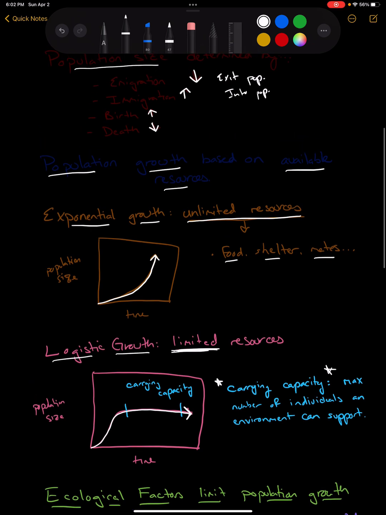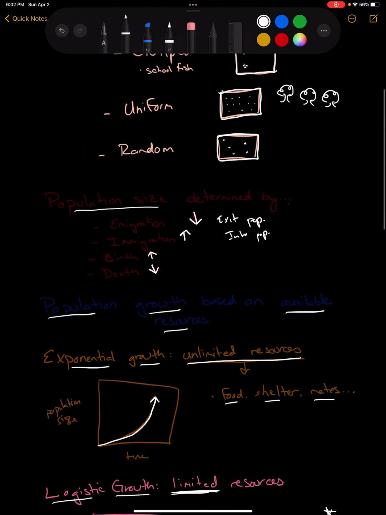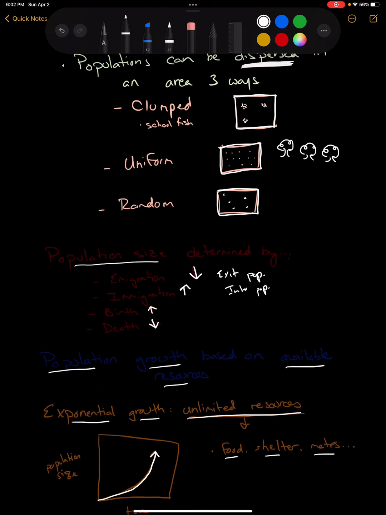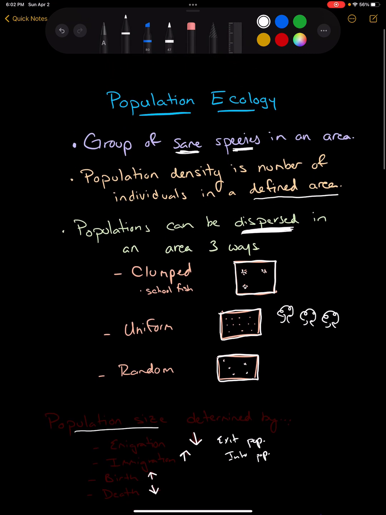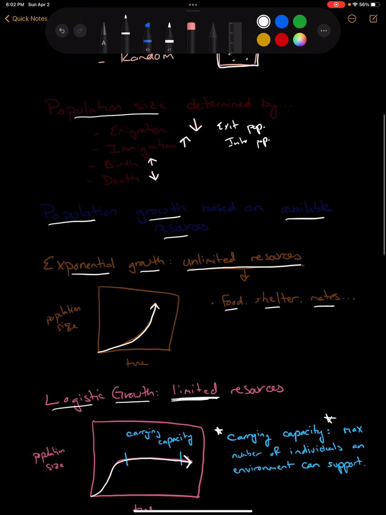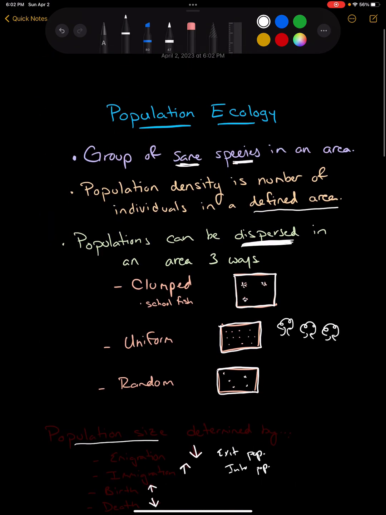And my 2 types of growth: logistic means I reach the carrying capacity, which is the max number. Exponential growth means I have unlimited resources. Population size can be affected by 3 things: immigration, birth, and death. Population can be dispersed in a couple of different ways: clumped, uniform, and random. And then I can look at the population density, and population density is affected by everything underneath this.